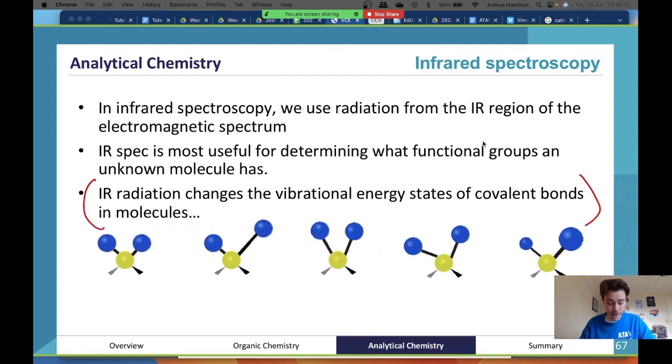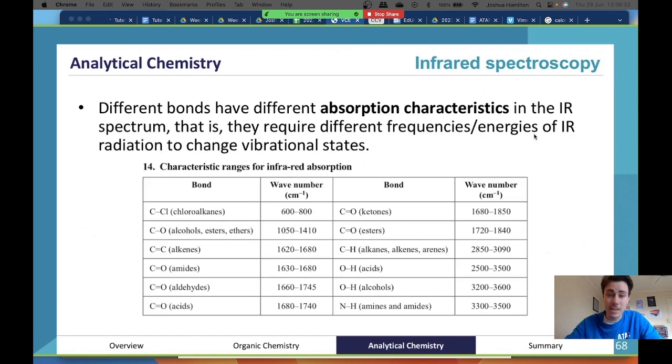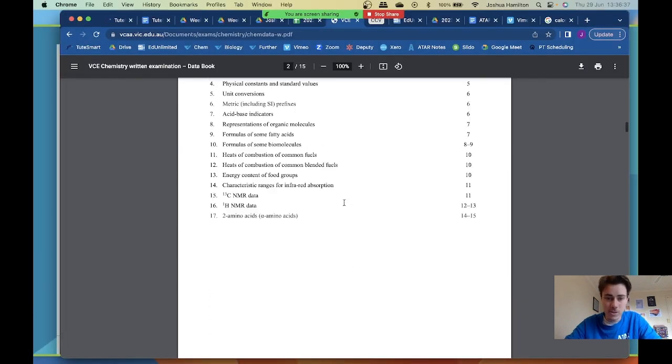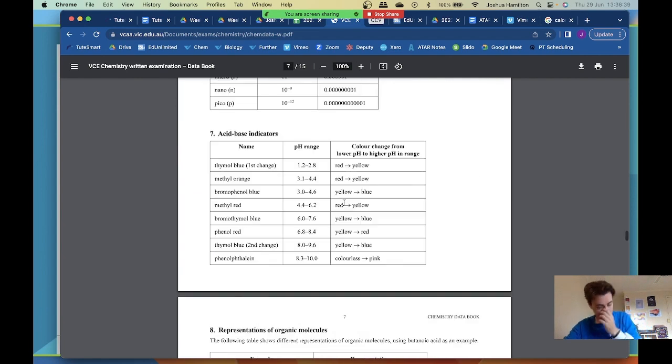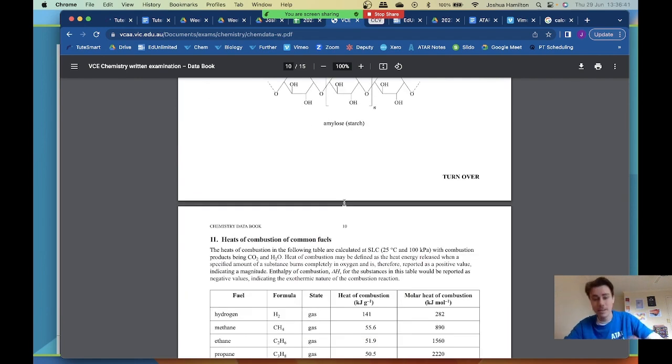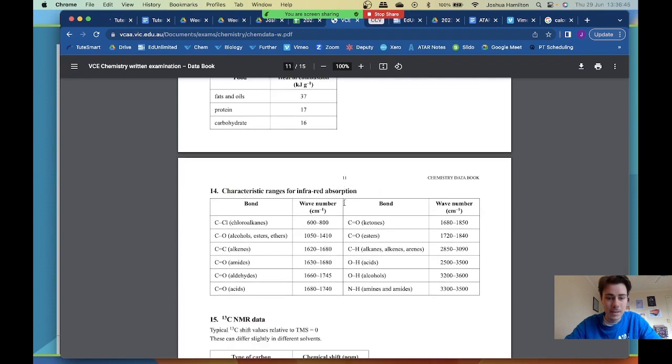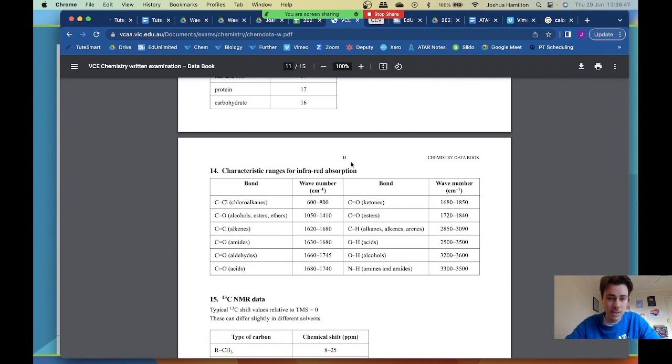So, IR spectroscopy also comes up in your data booklet, which is why I have this here. I had this here the whole time and haven't had to use it, but we are going to use it now. So, where does it come up? Here. It's on page 11, figure 14. This table here is really important.